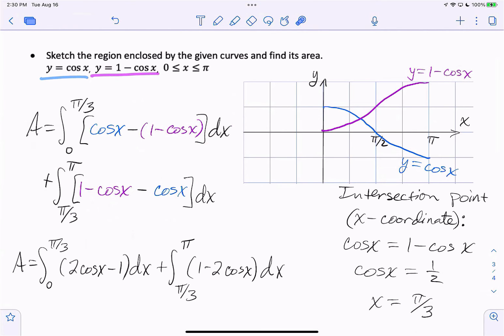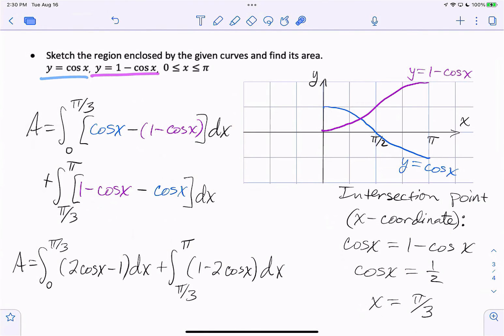Here's a chance to check that you're on the right track or that the work you did is correct. I have here the graph of y equals the cosine of x from 0 to pi, and then y equals 1 minus the cosine of x from 0 to pi. I can see that the x-coordinate of the intersection point is x equals pi over 3. And from 0 to pi over 3, the cosine of x is the larger of the two.